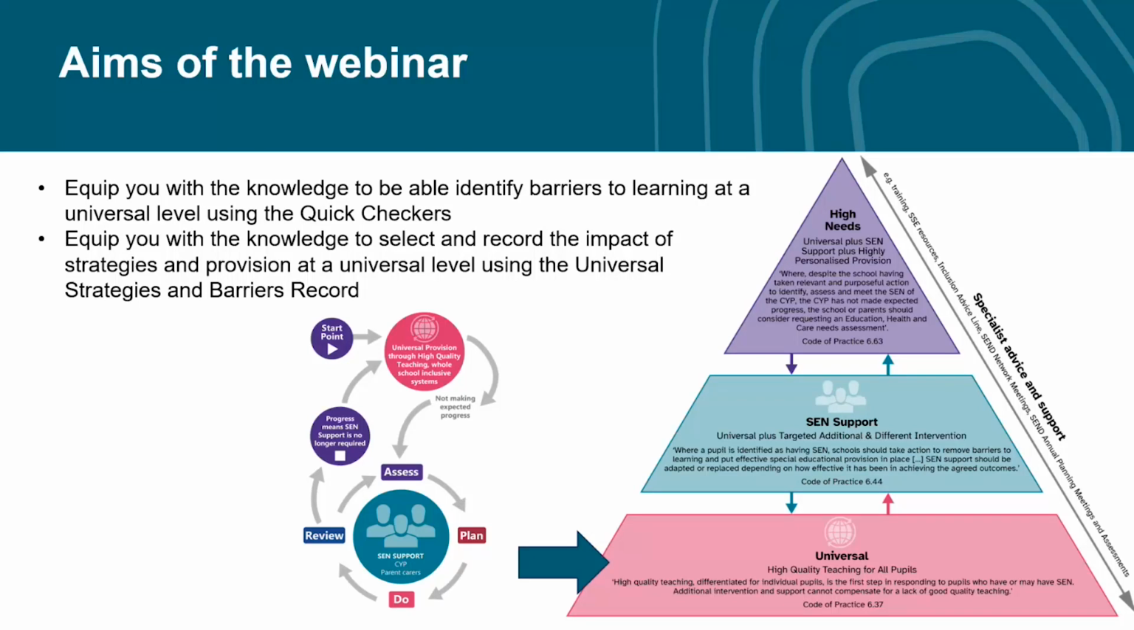On the right-hand side, you've got links to key documents. There are some differences between the early years and school age to ensure they're age appropriate. However, there are a number of links that are the same, such as the Code of Practice and Somerset's local offer.